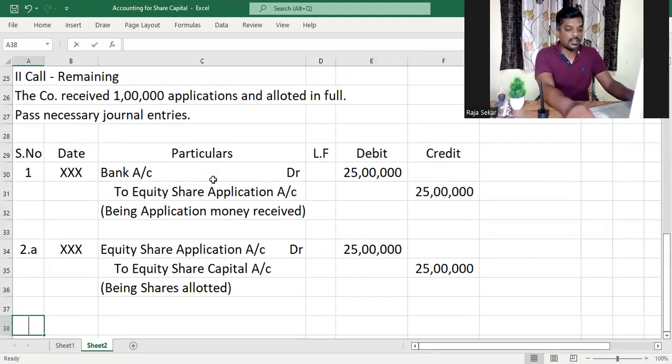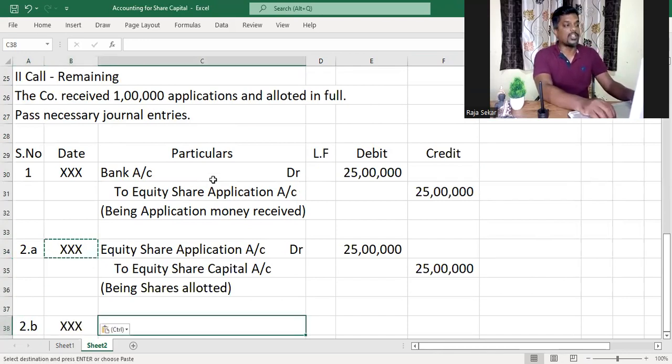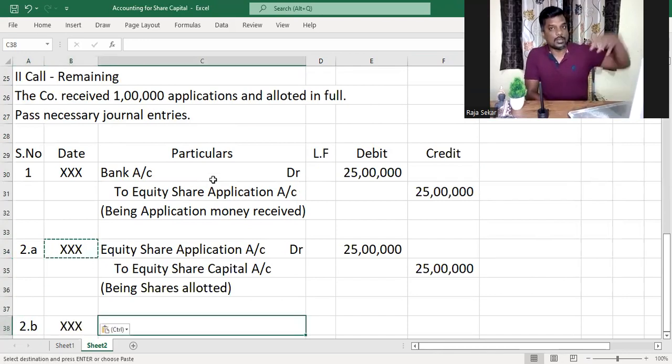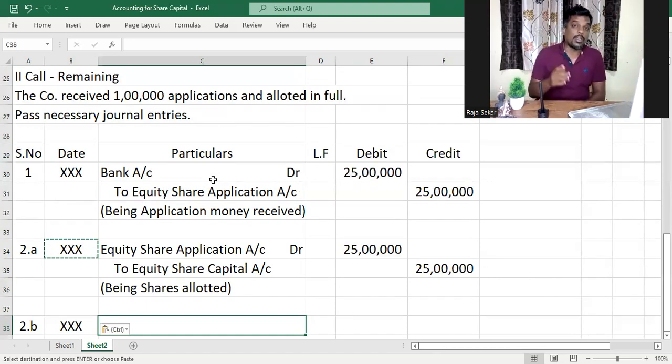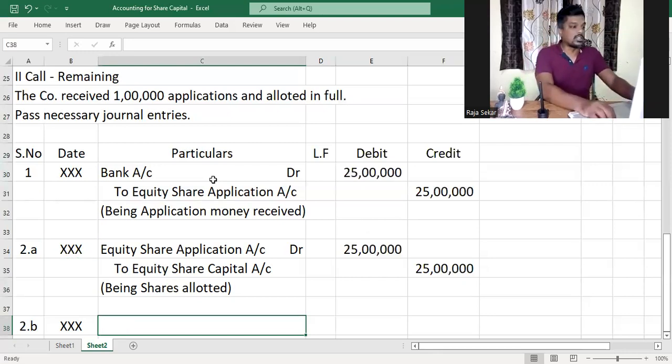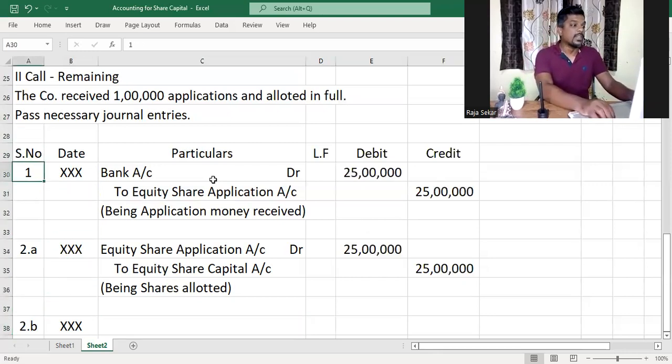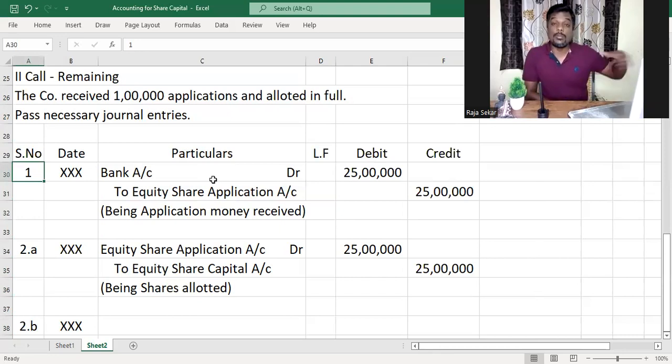Now, what is the second transaction when I'm allotting the shares? Apart from transferring it from equity share application account to equity share capital, because that application money is not application money anymore, it has become capital, the moment I allot, I also tell the shareholders, hey, come here, I've allotted shares to you and it's time for you to pay the allotment money. So first I have to account for me calling them and telling them to pay me the money. I have to make the allotment money due.